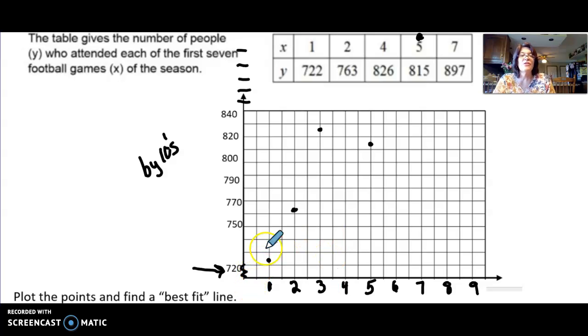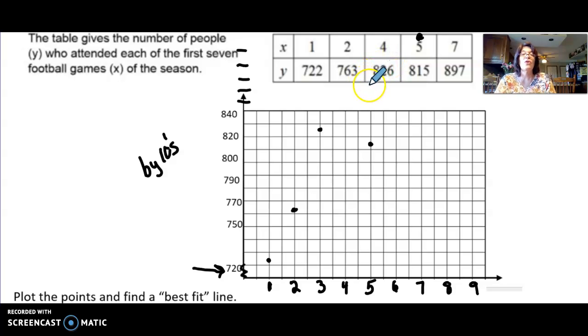Now, what I want you to see is that in general, the points are going up. I know at this point we went down, but then we went way up. I don't know what happened the 6th game. Like I said, somebody forgot to graph. But in general, the trend is that as X gets bigger, Y is getting bigger. Each game, maybe this team might be winning, and now everybody wants to come watch them probably. So the dots are in general going up from left to right. As X gets bigger, Y is getting bigger.